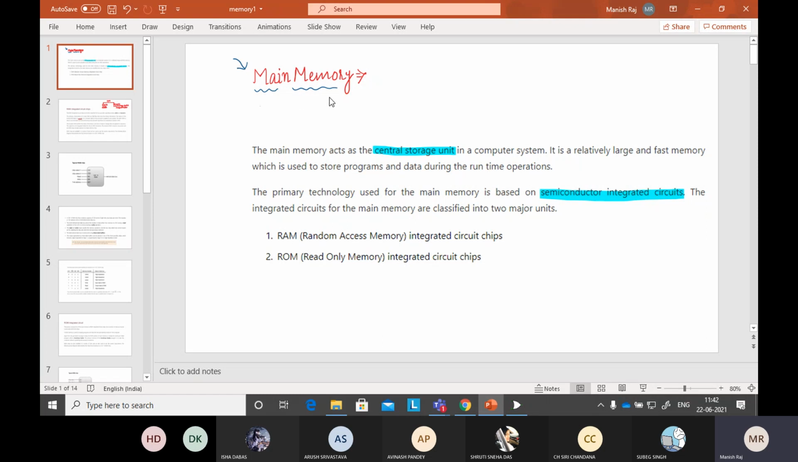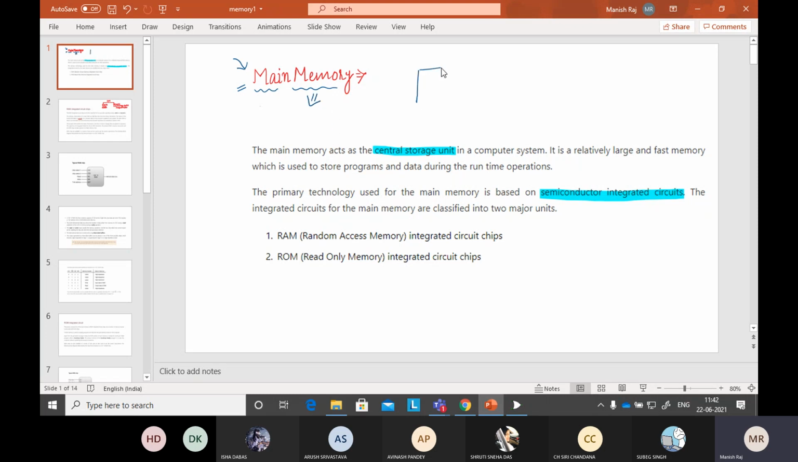So we are discussing the main memory first. Most of the time in this topic, we will discuss only the main memory. The main memory acts like a central storage unit. You can understand it as memory used for storage.